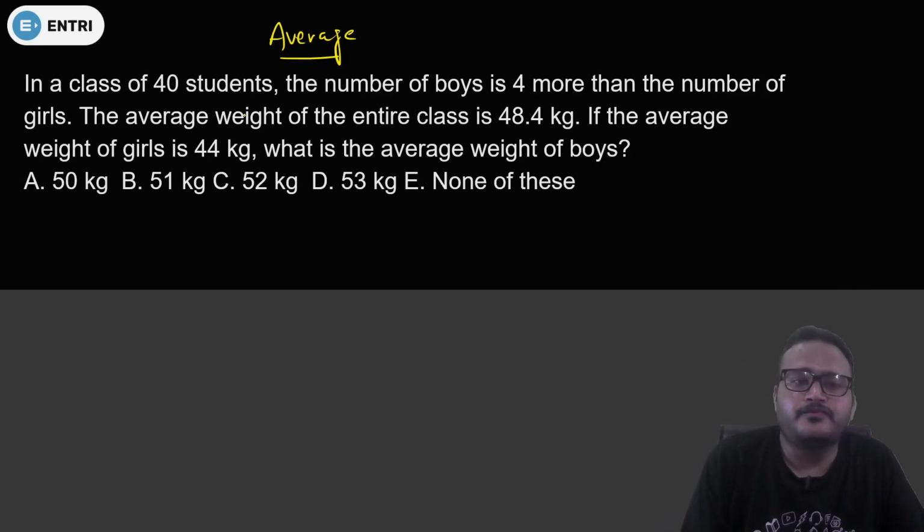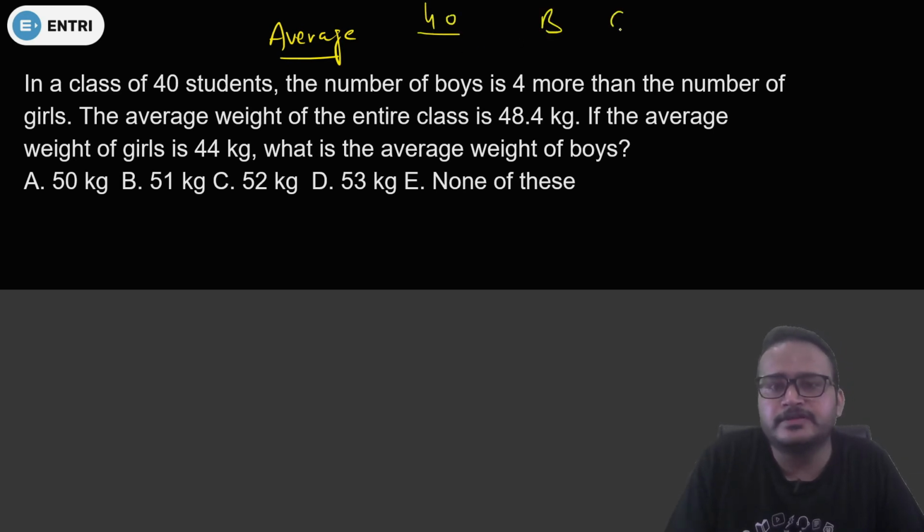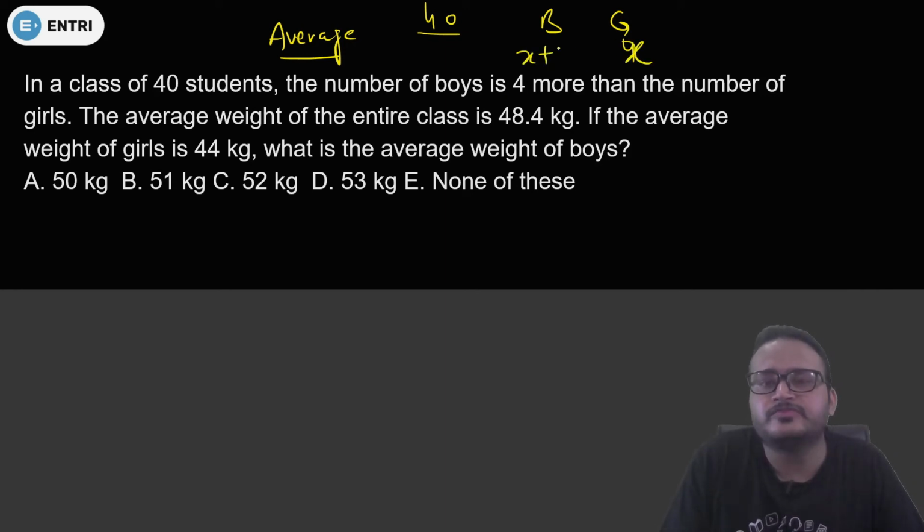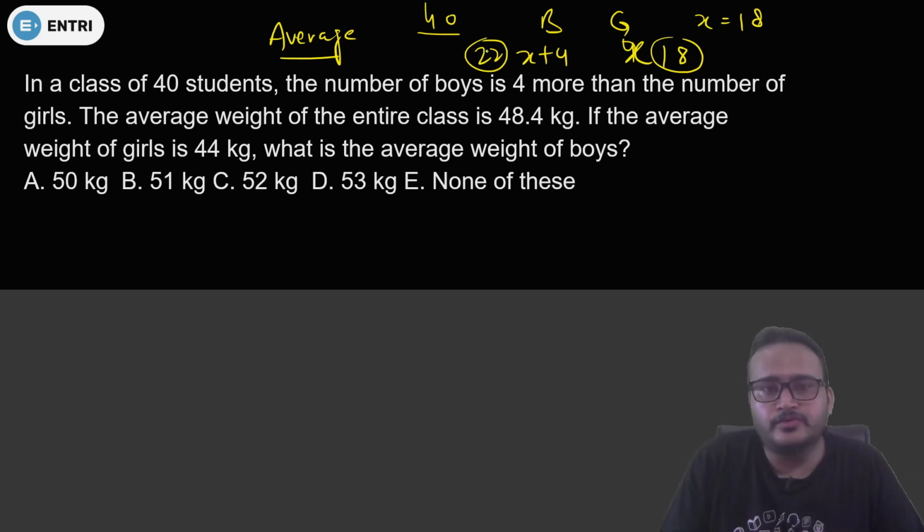So guys, in a class of 40 students, obviously boys and girls will be there, and boys are 4 more than the girls. If the girls are x, then boys will be x plus 4, and if we add these, 2x plus 4 equals 40, that means 2x will be 36. So x will be 18. If x is 18, then the number of girls will be 18, number of boys will be 22. Okay, so far so clear guys.